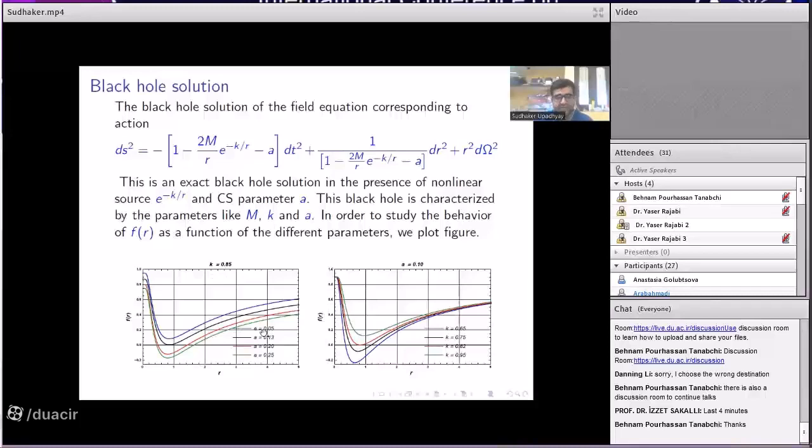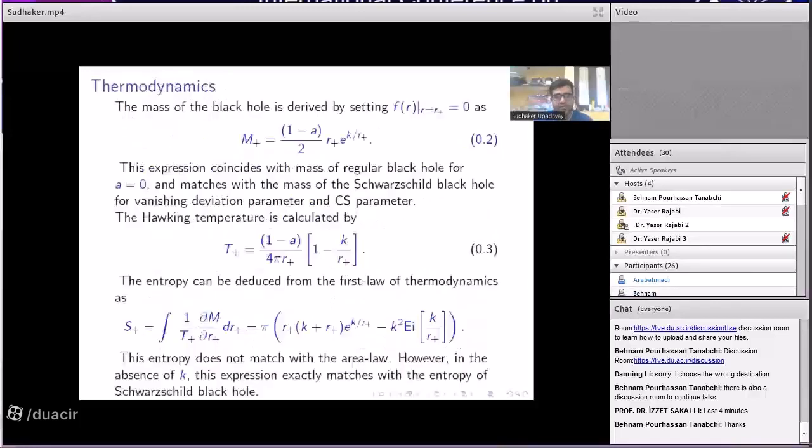And now we come to the thermodynamics, because we have very limited time. So I'm not going into much detail about the horizon structures of the model and all these things. That is given in the paper in much detail. Okay, so now we come to the thermal properties of the black hole solution. So the first thing to describe a black hole is its mass, and this mass can be calculated by putting the horizon condition that the metric function is 0 at the horizon, and using this condition we calculate the form of m. So the mass of the black hole appears like this.